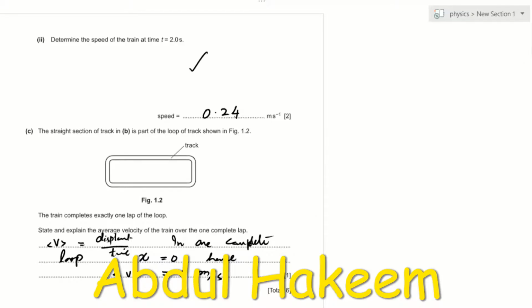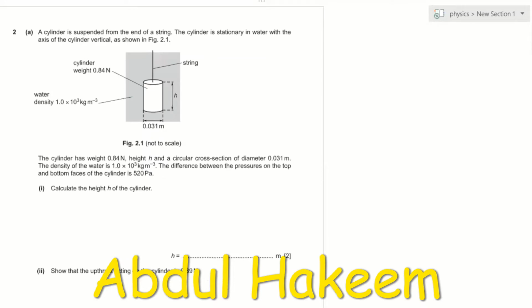Okay, now move to the next question, question number 2. A cylinder is suspended from the end of a string. The cylinder is stationary in water with the axis of the cylinder vertical, meaning it's straight down, not leaning. The cylinder has a weight of 0.84 N, a height h, and a cross-sectional diameter of 0.031 meter. The density of the water is 1 × 10^3. The difference between the pressure on the top and the bottom face of the cylinder is 520. Calculate the height. Look, the pressure difference between the top and the bottom is given. We have to calculate the height.